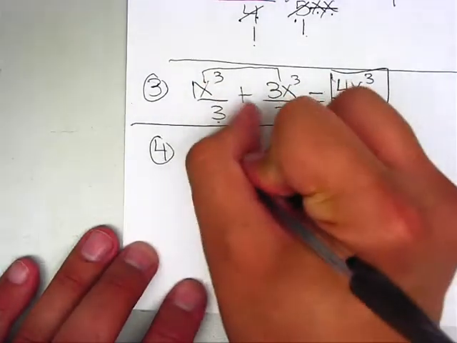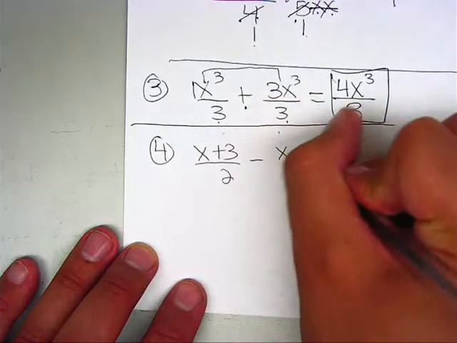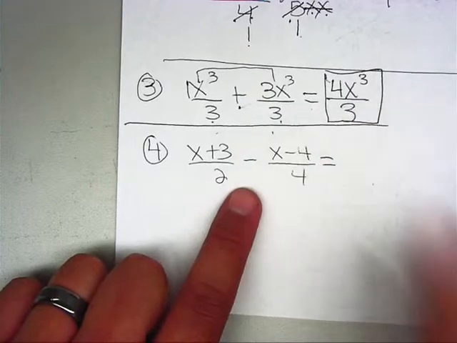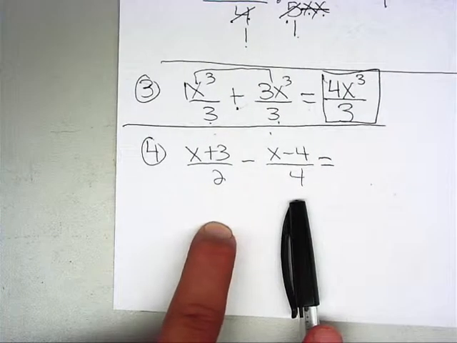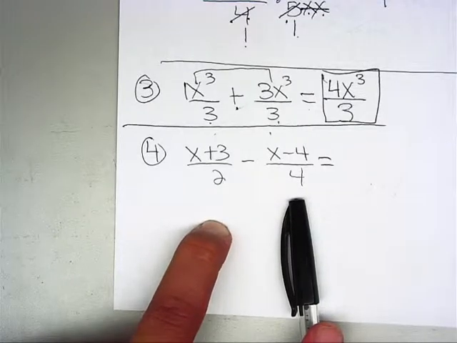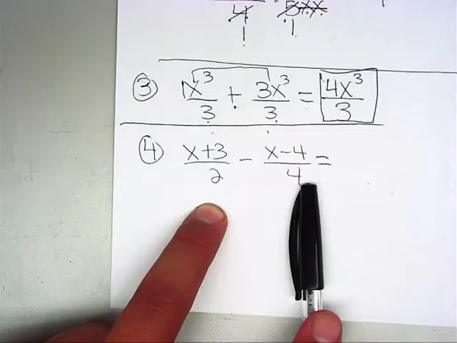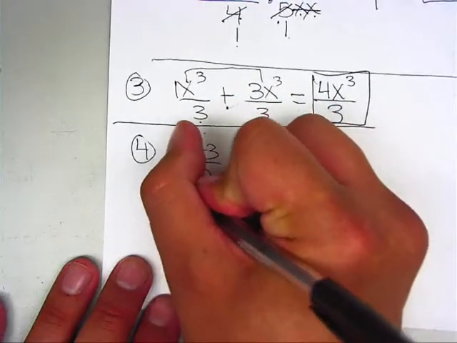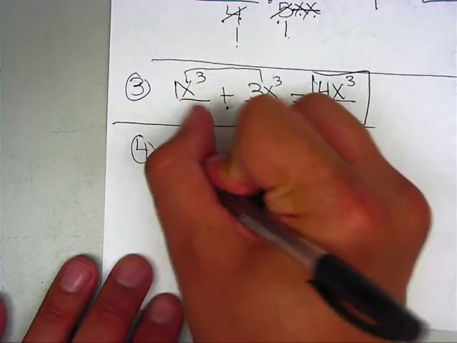Question 4. (x + 3)/2 minus (x - 4)/4. Subtracting expressions is like adding expressions. We need common denominators. 2 and 4 are not common denominators. The common denominator between 2 and 4 is 4. So to change this 2 into a 4, I need to multiply by 2. And I need to multiply the top by 2 as well.